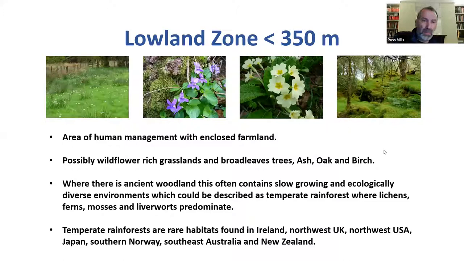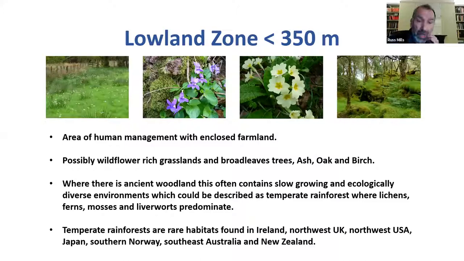And temperate rainforests or ancient rainforests in this zone, you're talking really about woodland that's over 400 years old. So they take a long time to develop. It doesn't happen very quickly. And the right sort of environments for this are found in Ireland, in the northwest of the UK, that's the Scottish coastline, northwestern USA and Canada, Japan, Chile, and New Zealand. Sort of places where there's relatively high rainfall and a temperate climate.